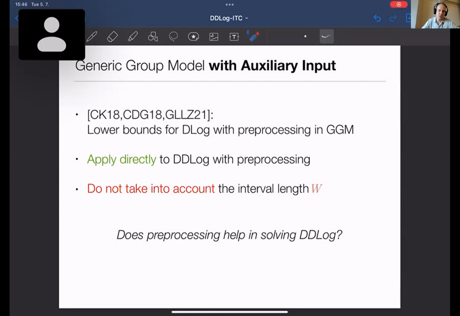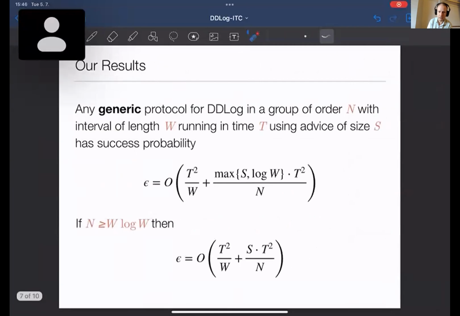We asked, well, does preprocessing help in solving the distributed D-log, and in particular, what are the qualitative bounds that one can get? So let me just give you a summary of our results. We showed that any generic protocol for the distributed D-log in a group of order n, where the distributed D-log problem is with respect to interval length w, and we have running time t and preprocessed advice s, has success probability O of this expression.